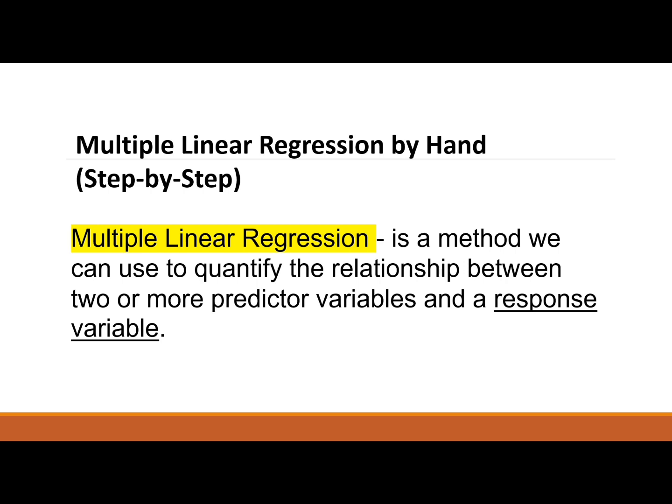So multiple linear regression is a method we can use to quantify the relationship between two or more predictor variables and a response variable. It helps us to understand how these predictors collectively influence the outcome. By analyzing the data and fitting a linear equation, we can make predictions, uncover patterns, and gain valuable insights into complex relationships within the dataset. So multiple linear regression is widely employed in various fields such as economics, finance, and the sciences to make informed decisions and forecast future outcomes.